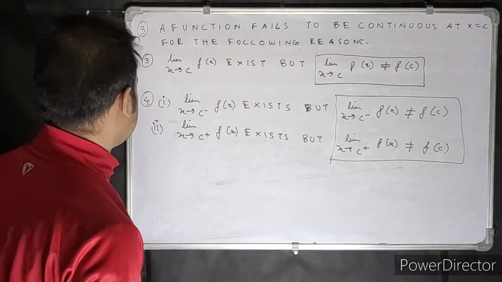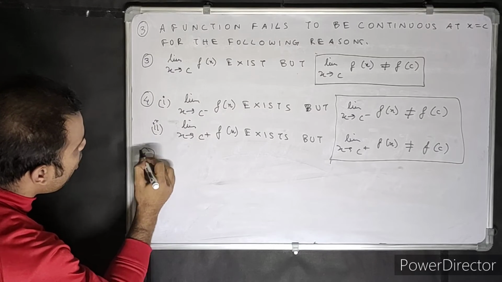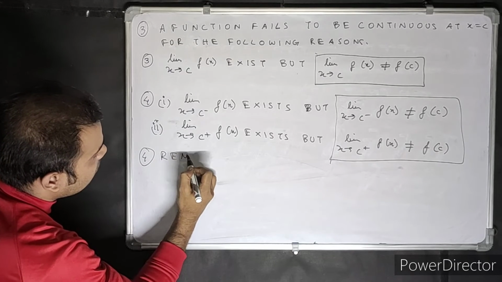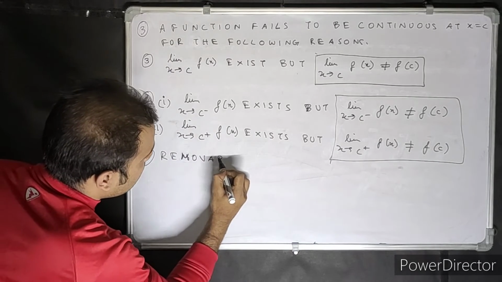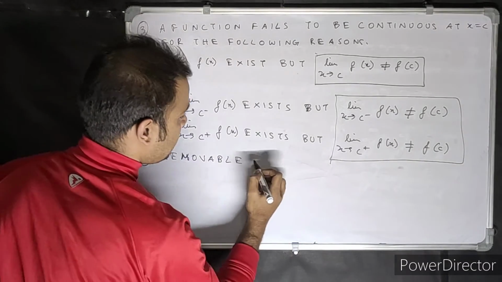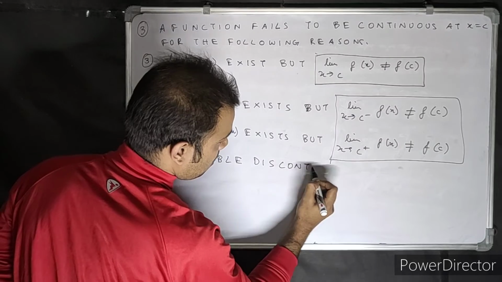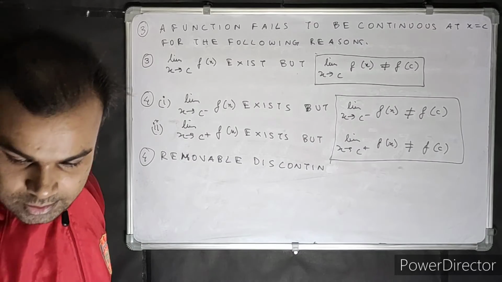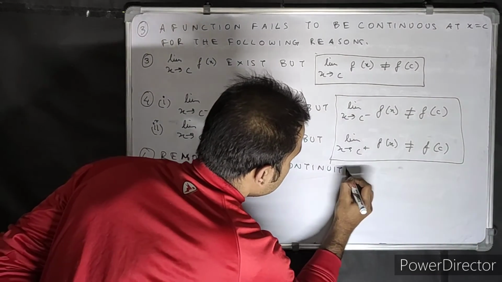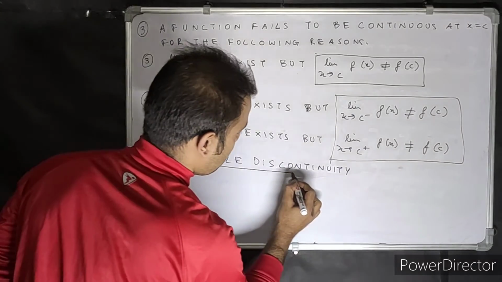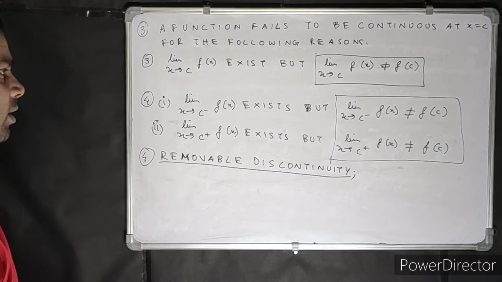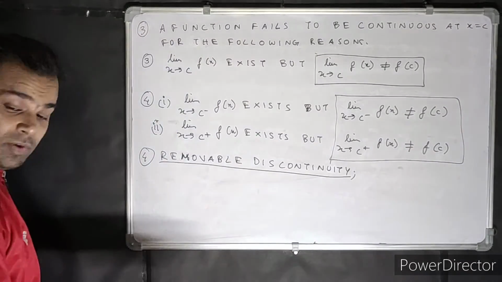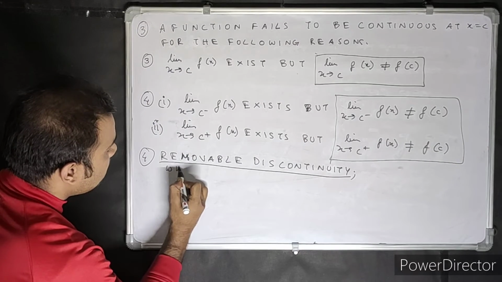Now I want you to just write this as the fourth point. That's called removable discontinuity. Okay. If I ever go for a spelling competition, I'll fail. I know. Anyways, this is when we call it a removable discontinuity.